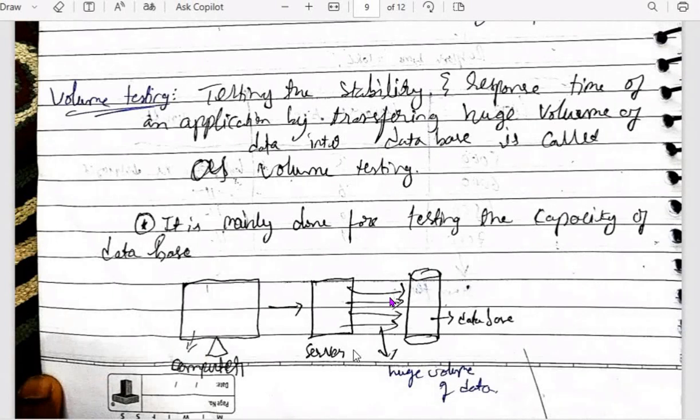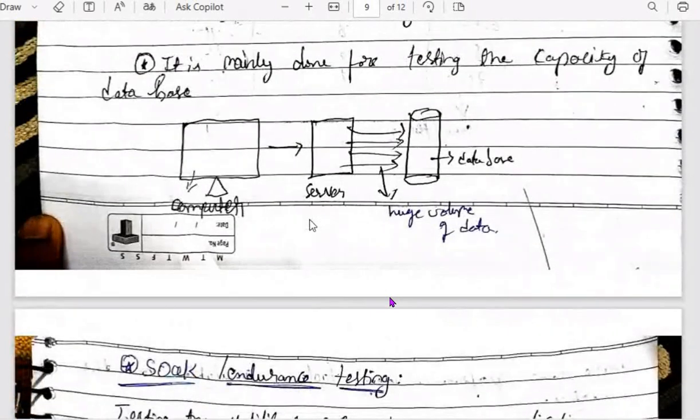Then the next one is volume testing. It is exactly the same, but here we transfer a huge volume of data into the database, which is called volume testing. It is mainly done to test the capacity of the database. We transfer a huge amount of data to the database and check whether it can store it or not.